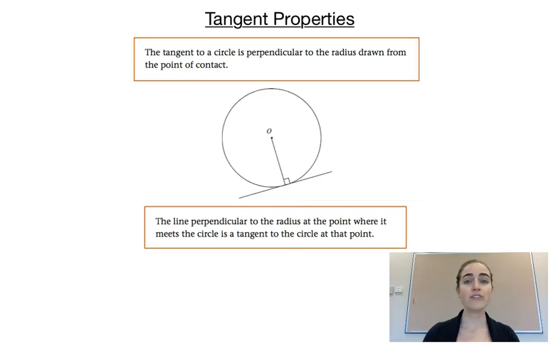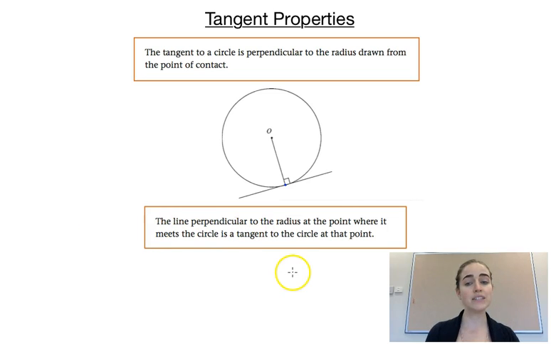In this video, I wanted to have a look at circle properties involving tangents. So our first property says that the tangent to a circle is perpendicular to the radius drawn from the point of contact. So if we draw a radius in and it meets our circle at this point here, if we draw a tangent that meets the circle at that point, then our radius and our tangent are going to be at right angles.